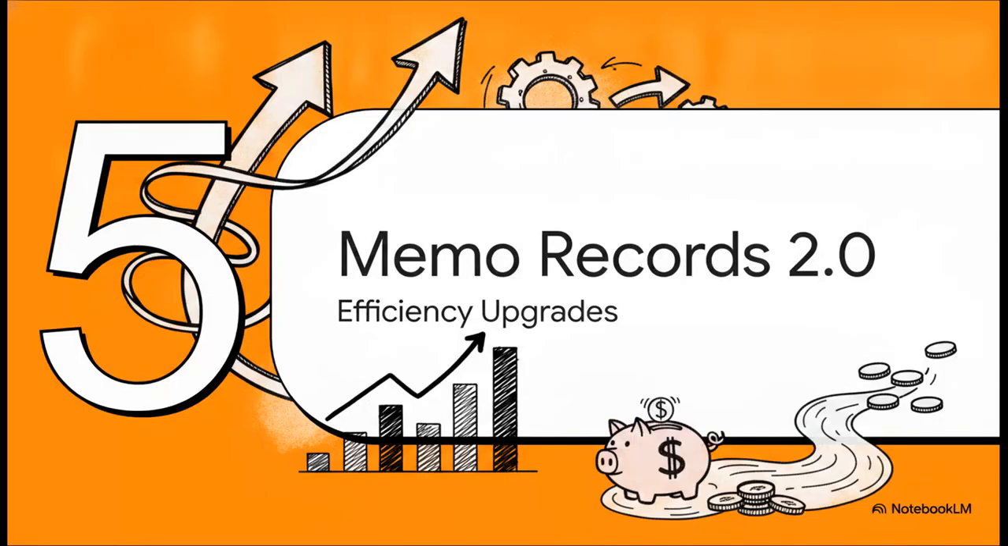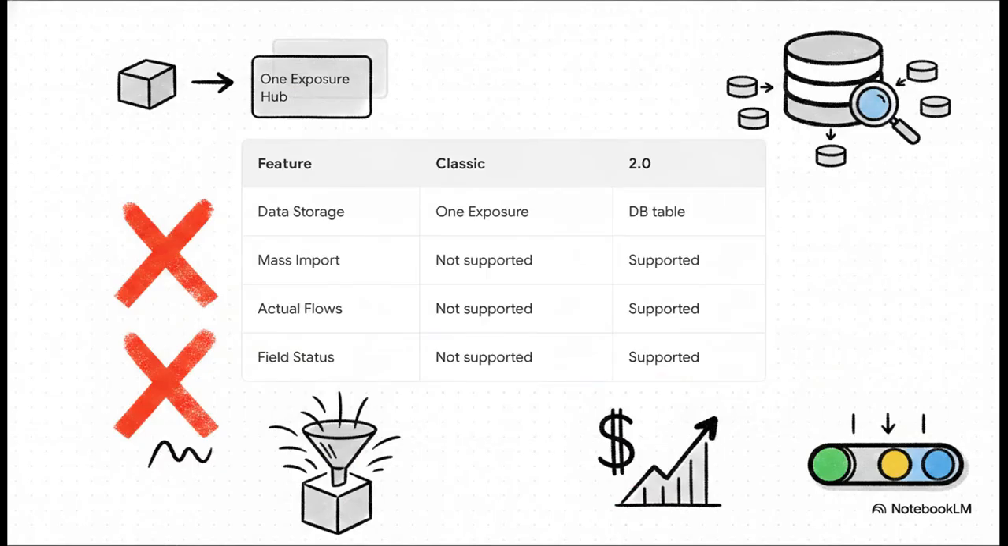And finally, Section 5, Memo Records 2.0 Comparison. SAP introduced a massive upgrade here that completely changes the efficiency game. When we compare the classic version to 2.0, some vital upgrades jump right out. First off, data storage. It's no longer just sitting in the one exposure hub. It now uses its very own database table. That means you can finally trace the source of every single record with total transparency.